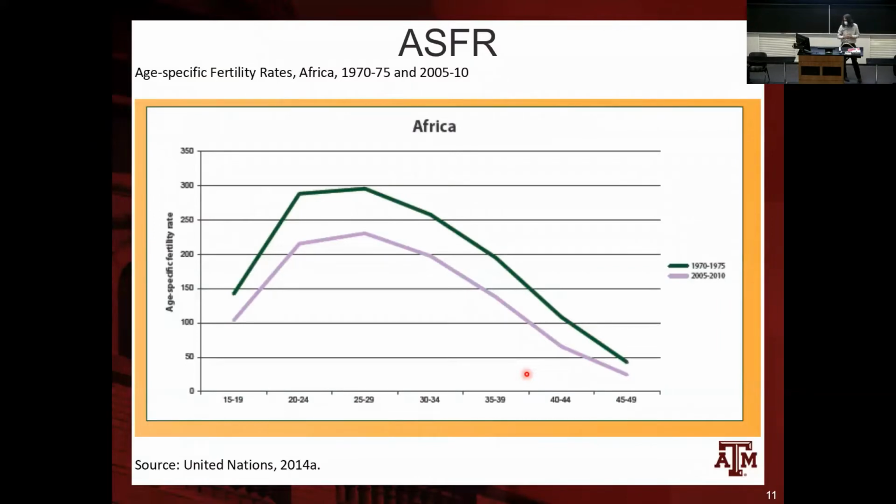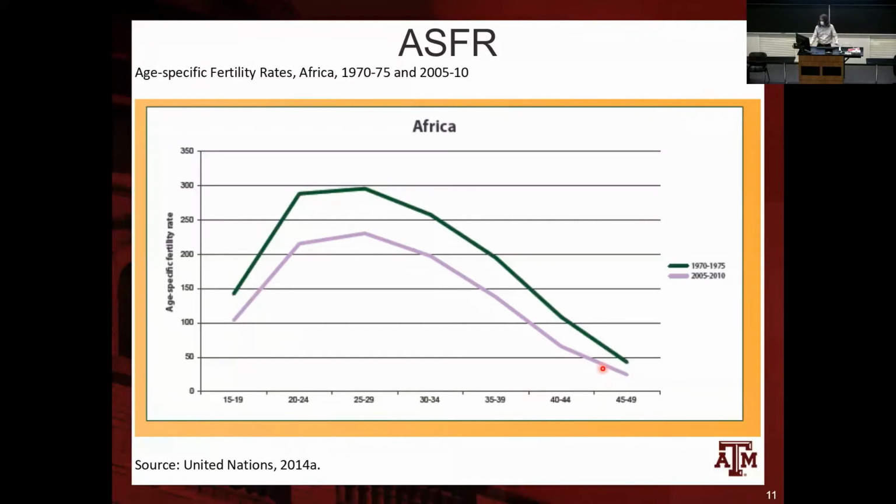We have the age-specific fertility rates for Africa for the years 1970 to 75, and then 2005 to 2010. What we see here, the inverted U shape. Women between the ages of 15 to 19 have lower chances of having children than the ones from 20 to 24. 25 to 29 have almost the same, increasing a little bit, and then it starts to decline. The same thing we observe here in this more recent period. So that's the first thing that we notice here, the inverted U shape.